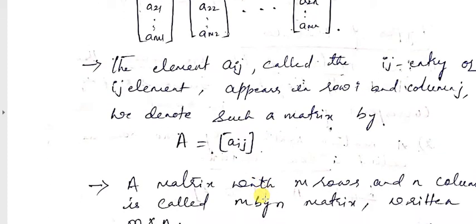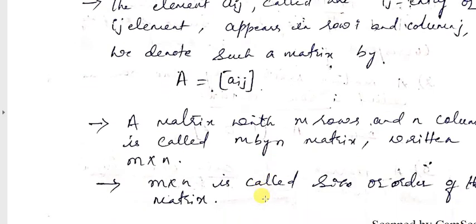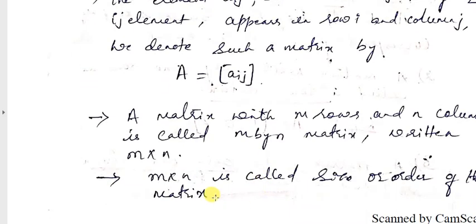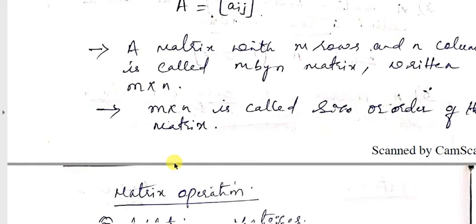A matrix with m rows and n columns is called an m by n matrix, which can be written as m cross n. This m cross n is called the size or the order of the matrix. So a matrix is a rectangular array of scalars or numbers, the horizontal scalars are the rows and the vertical scalars are the columns. So this is the definition of a matrix.